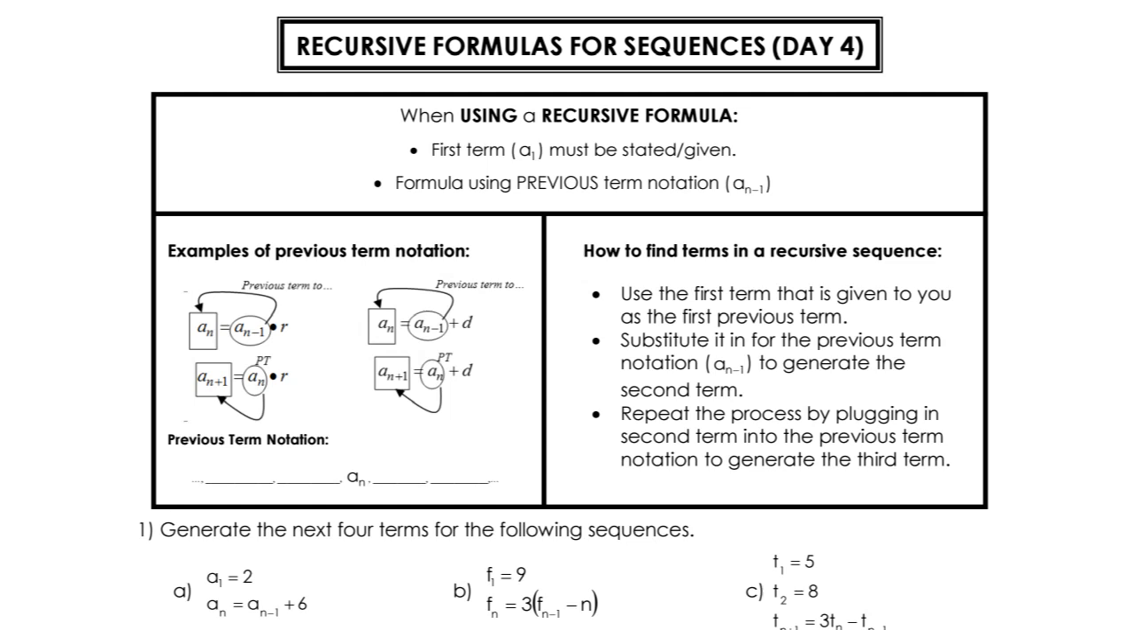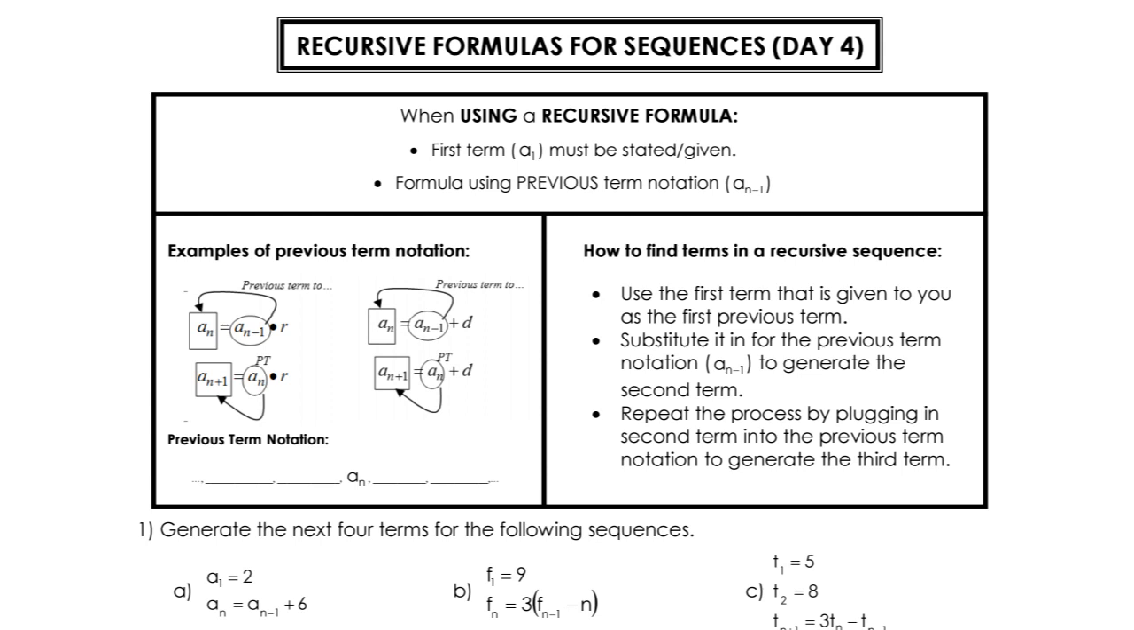Hey guys, we're on day 4 of Unit 7, and we're going to talk about recursive formulas. So recursive formulas are different than explicit. Explicit are nice and user-friendly. If you want to find the 100th term, you plug in 100. But recursive, if you want to find the 100th term, you've got to plug in whatever the previous term was, which is the 99th term. So you've got to figure out what that is and then plug it in. All right, so it's a little bit on the trickier side.